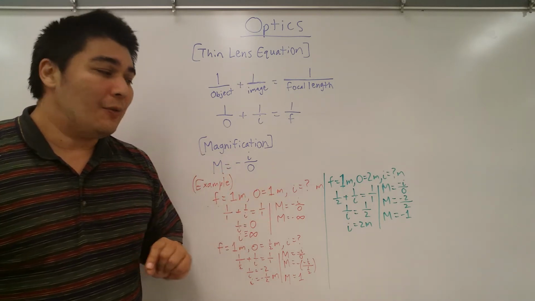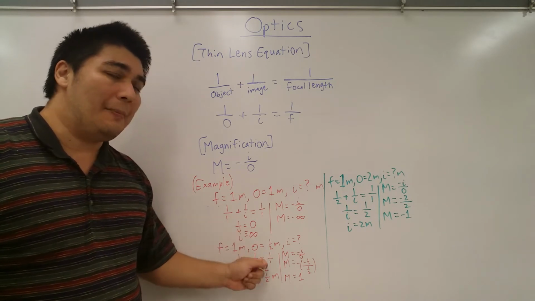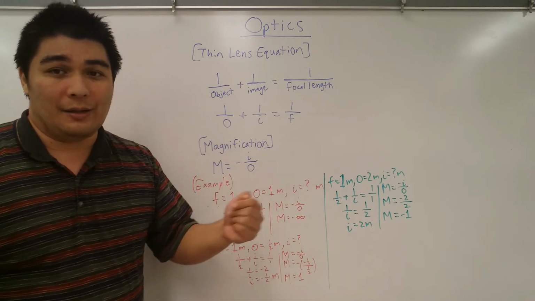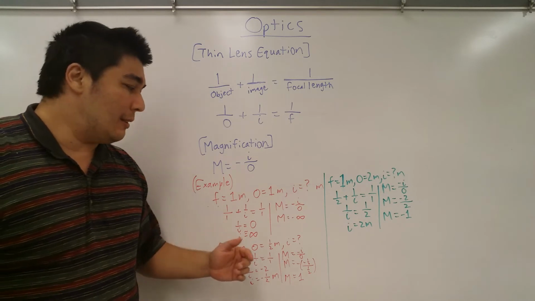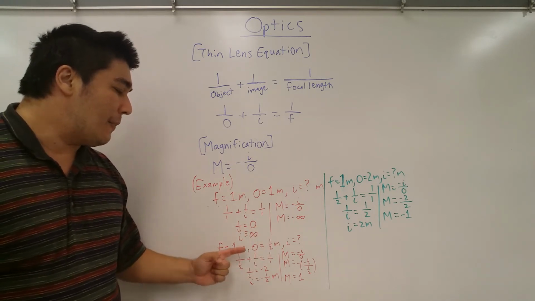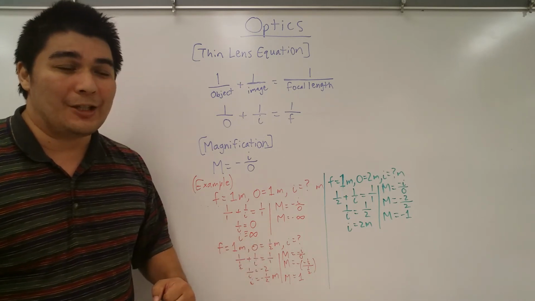What about if your object distance is within the focal length of the lens? What would that look like? Then you would want to know what the image distance is. Again, my focal length is 1 meter. My object distance is half a meter. So what would be my image distance?